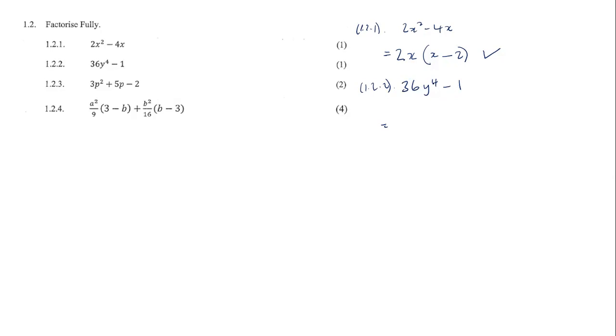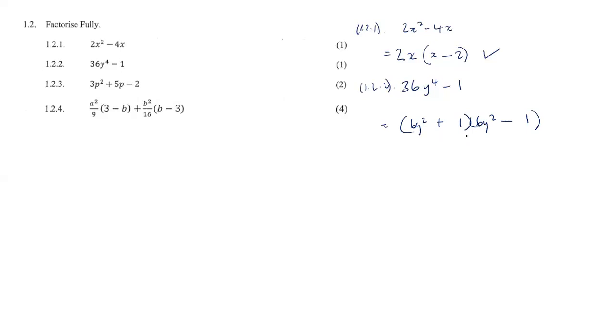y to the power 4 is also a perfect square. 1 is a perfect square. Therefore, this is the difference of two squares. So you're going to open up two brackets. Now, what is the square root of 36? We said it's 6. So that means here I'm going to have 6 and 6. What is the square root of y to the power of 4? It's y squared and y squared. What is the square root of 1? It's 1 and 1. Now, because it's the difference of two squares, one bracket will be positive and the other bracket will be negative.